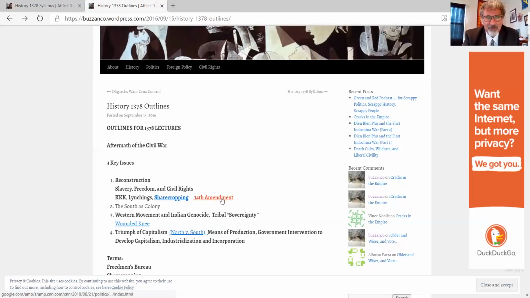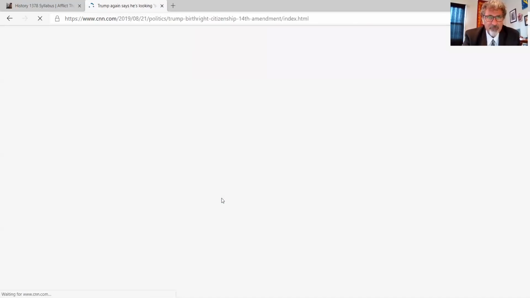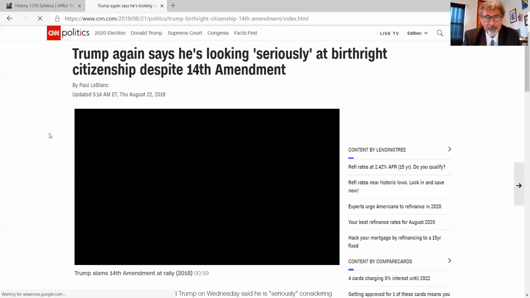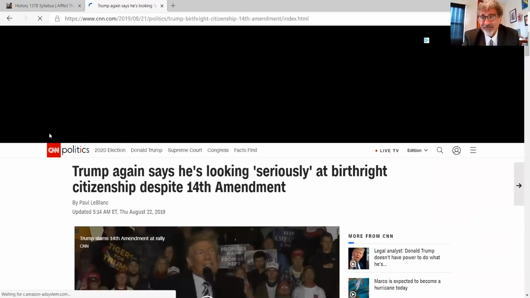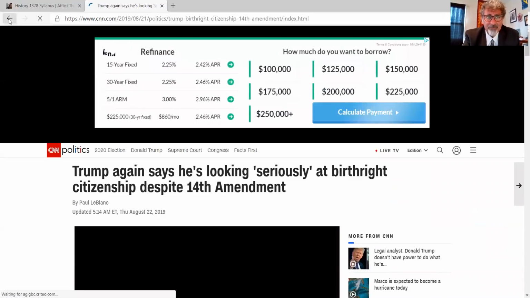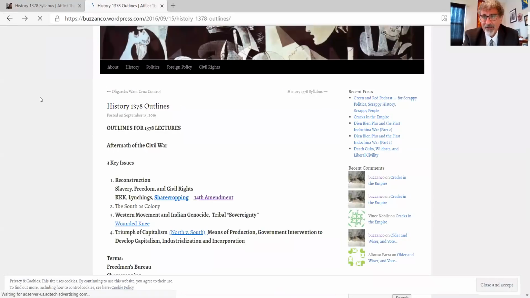As I said, the 14th Amendment has kind of been in the news a lot lately. This is an article from not that long ago where the president said that he wanted to reconsider the 14th Amendment and not allow people to become citizens based on birth in the United States. Slaves, remember, were not citizens, they were considered property. So the 14th Amendment gave them citizenship based on their birthright. And many people who come to the United States and have children, those kids are citizens by virtue of being born in the United States, even if their parents were not citizens yet.